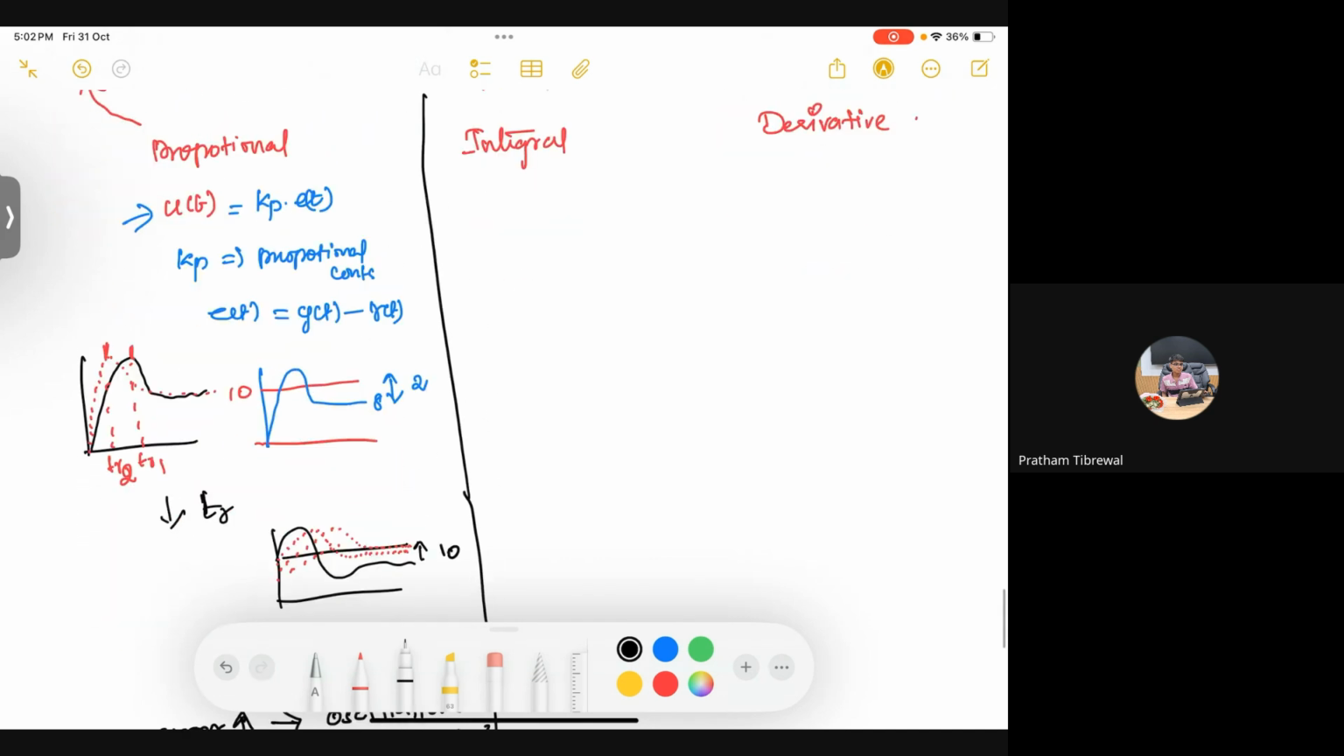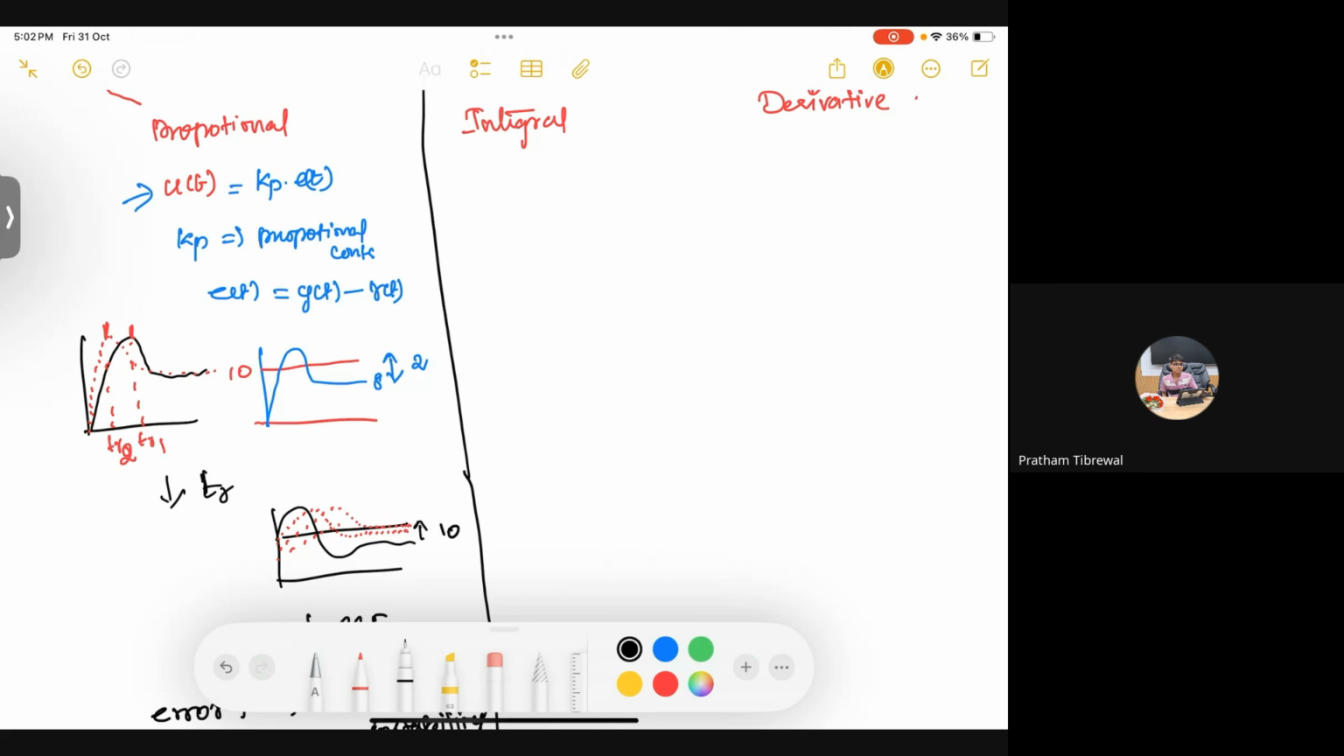Any doubt in proportional controller so far? Any part you didn't understand? Please let me know. Make it an interactive session. Otherwise, I don't know how well you are able to get it.